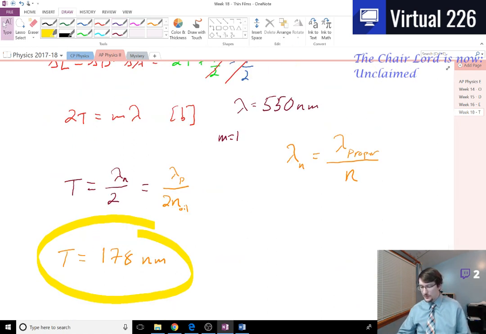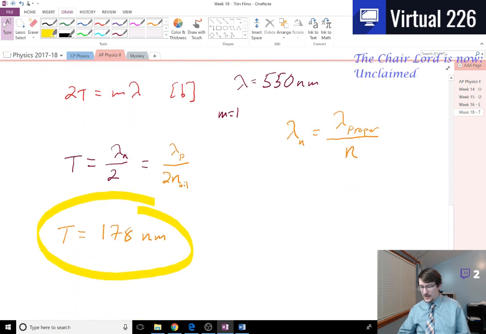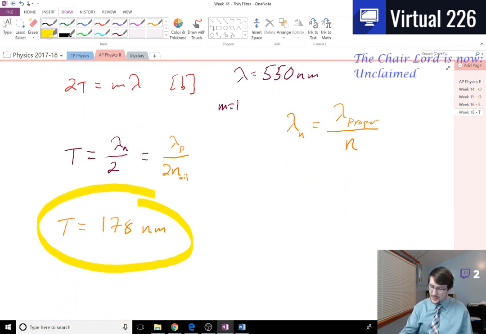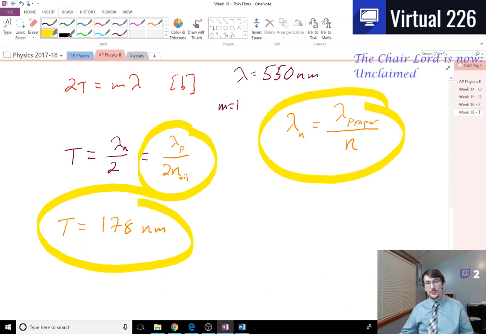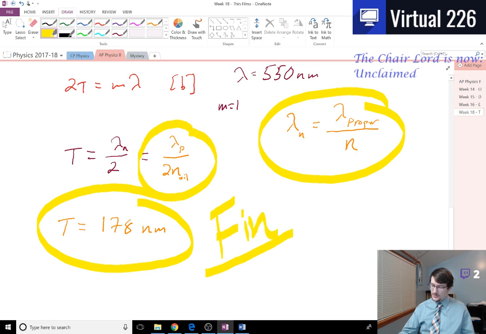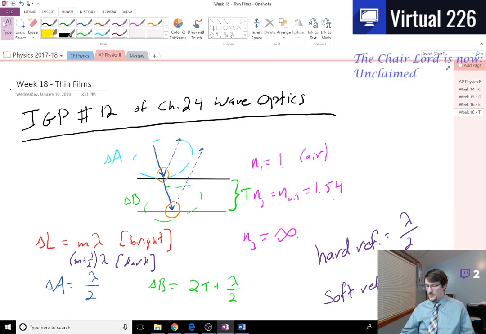You just run through the same thing each time, work out the math, solve what you're looking for. Make sure when you get to the end here that you think about the proper wavelength that you're given, and how that wavelength changes as you go into your thin film itself. And if you do that, you should be pretty much set for a problem with the thin films.